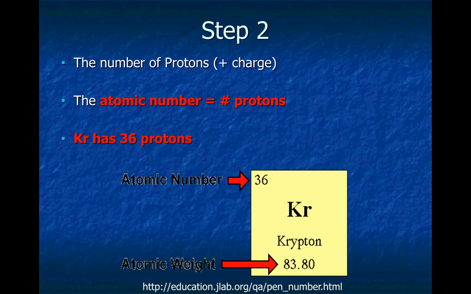Remember that the three major subatomic particles are protons, electrons, and neutrons. The first particle to find will always be the protons. The atomic number of an element, which is the number that is listed at the top of the square for the element, represents the number of protons in the element. The number of protons in an atom is how we identify a particular element. It never changes. For krypton, the atomic number is 36. This means that there are 36 protons in krypton.